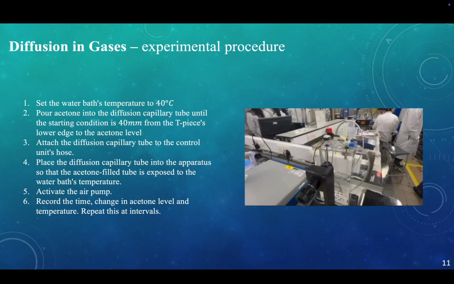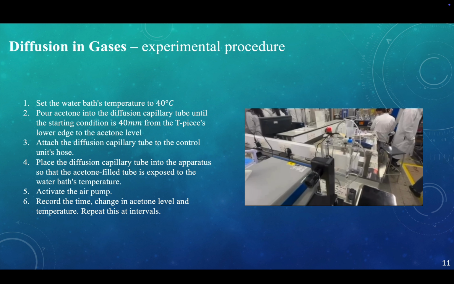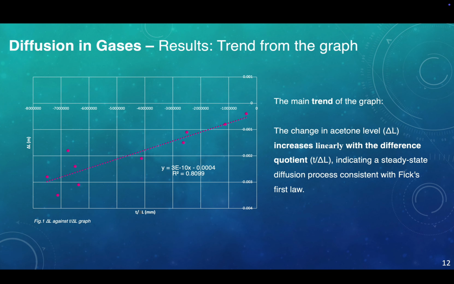We then activate the air pump, and finally we record the time and the change in the acetone levels at regular intervals, and in this case that will be 5 minutes. The main trend from the graph is that the change in acetone level increases linearly with the difference quotient, indicating a steady state diffusion process consistent with Fick's first law.